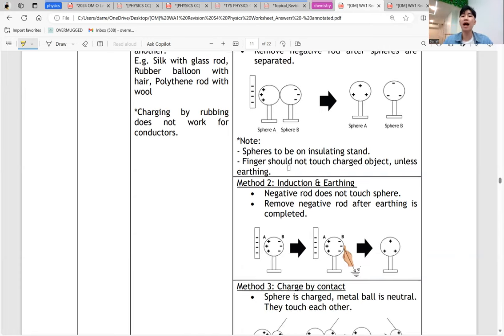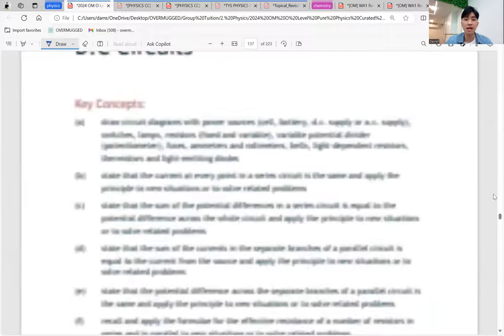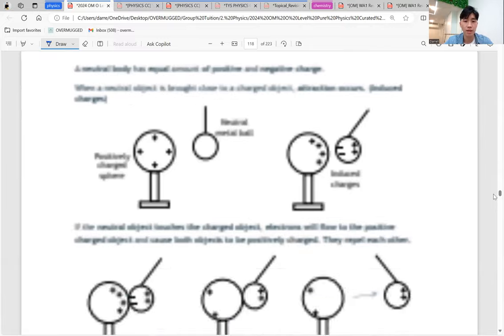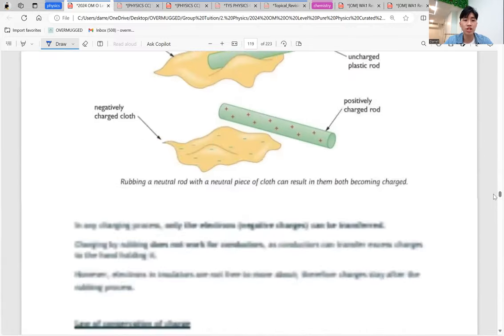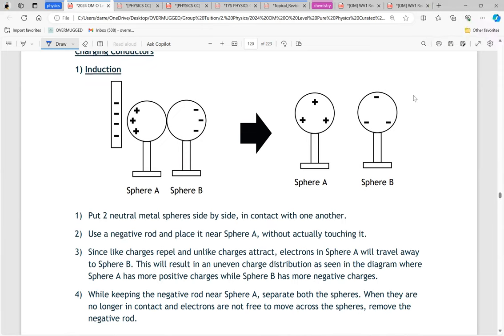So the diagrams here are good enough, but I just prefer to use my own curated notes, all right? So I'm just going to go over to the curated notes. It is largely the same thing, lah. Okay, it's just that this one is slightly more detailed. So how do we charge an object? First thing is charging via induction. So let's take a look at this scenario over here.